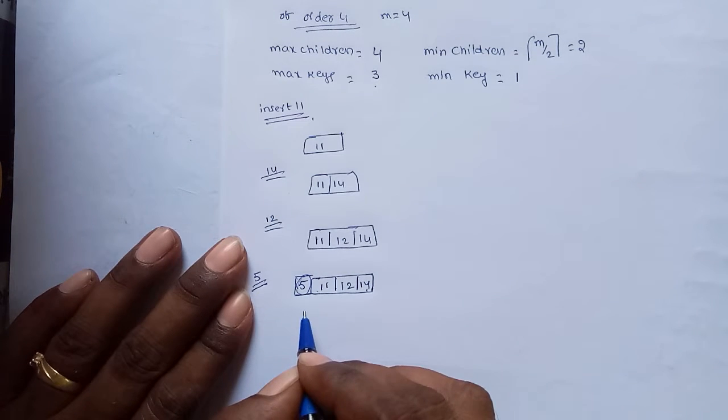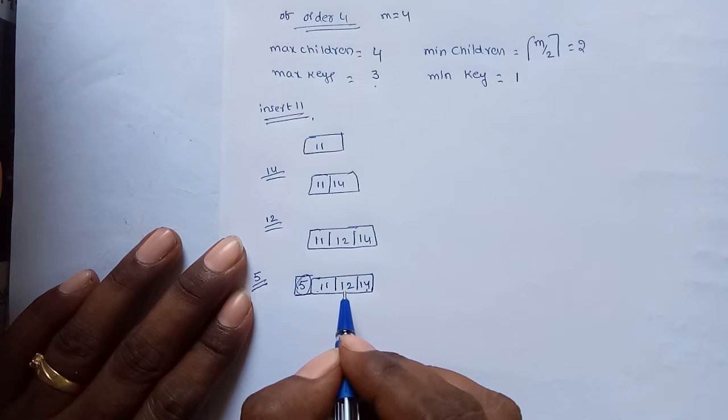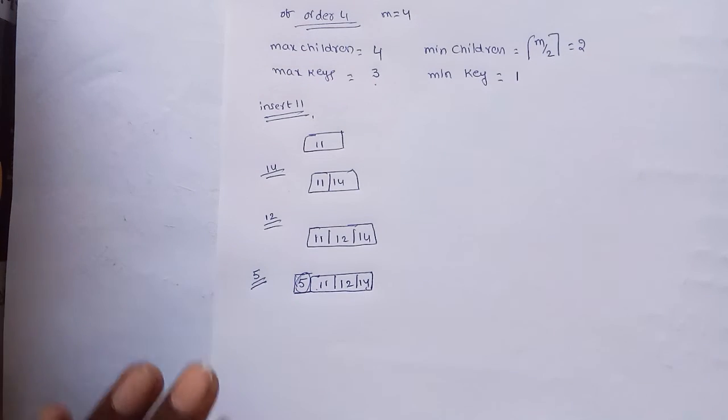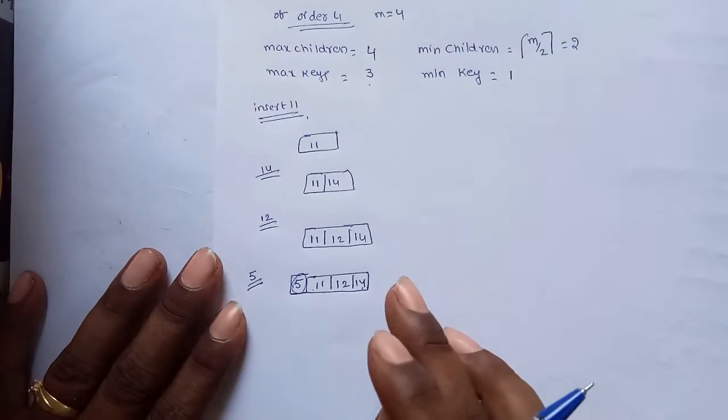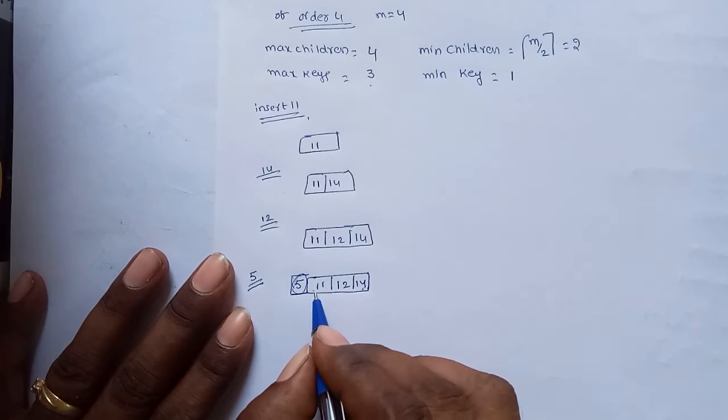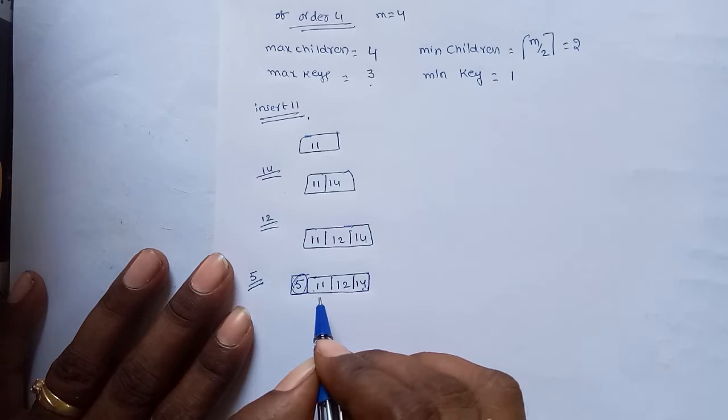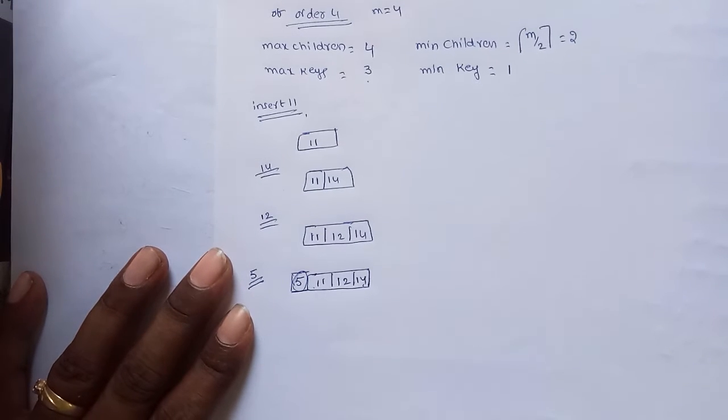In B trees, what are we doing? Perform split operation and move the middle element to the root. We are always moving in the upward direction. Move the middle element to the root. In this case also we are moving the middle element to the root.